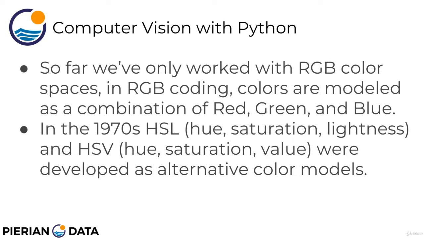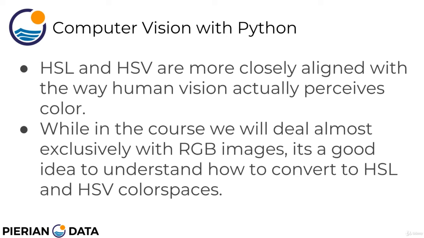And in the 1970s, HSL, or hue, saturation, lightness, and HSV, hue, saturation, value, were new color models developed as alternatives to RGB. HSL and HSV are actually more closely aligned with the way human vision actually perceives color.